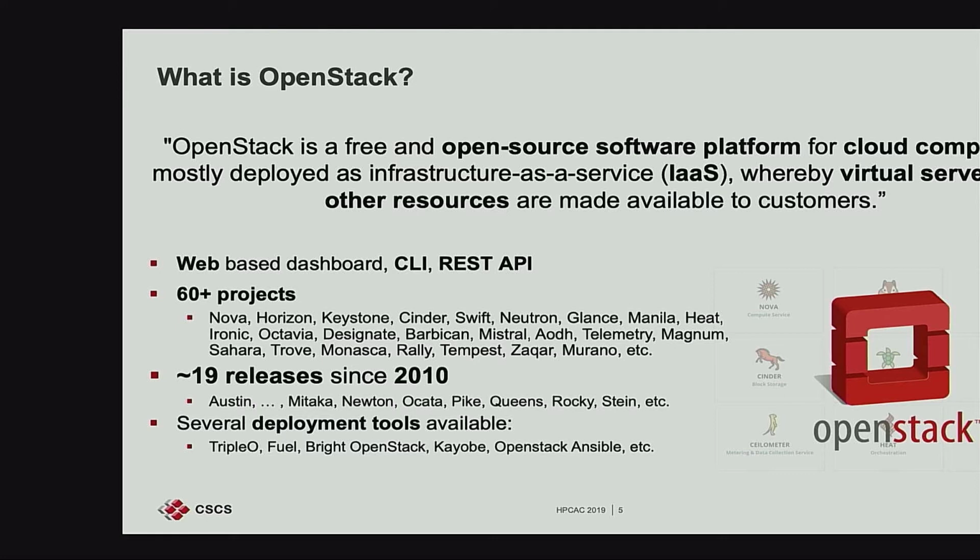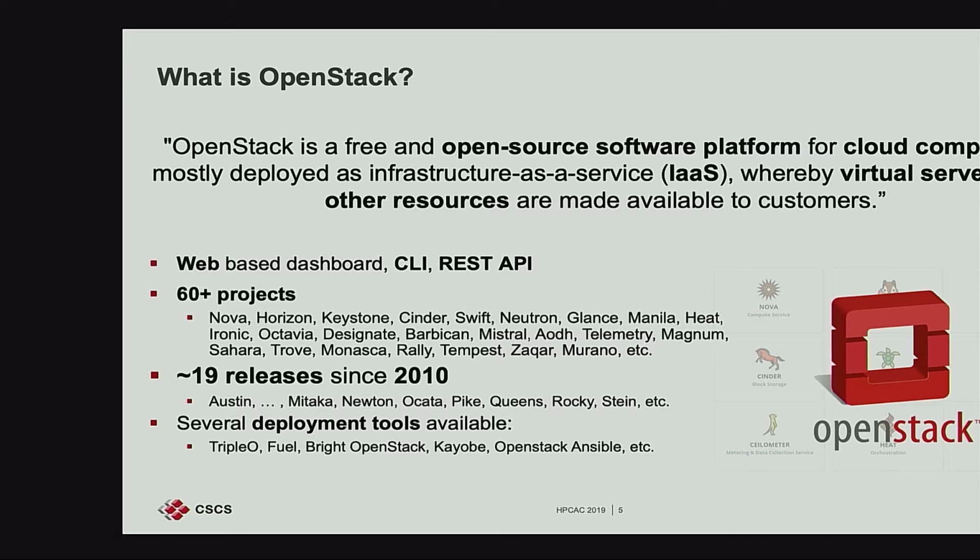So our solution for these customers which are asking for cloud resources at CSCS was to use OpenStack. OpenStack is a collection of many projects, open source, which was born with the idea of providing infrastructure as a service. Mainly, it started with the idea of providing virtual machines to users. And OpenStack has got a web-based interface. You can access it also from command line and through REST API.